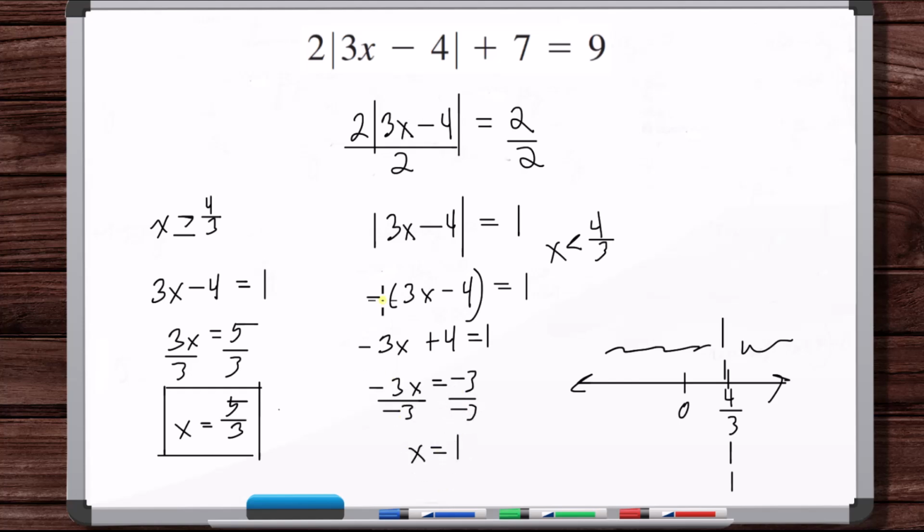X is equal to 1. Is that less than 4/3? Yes, it is. So that's the two solutions.